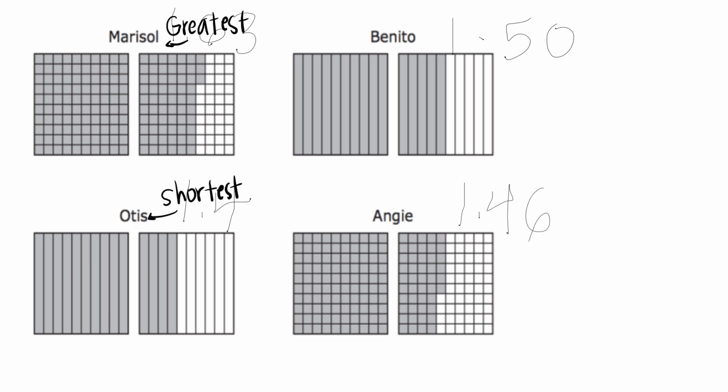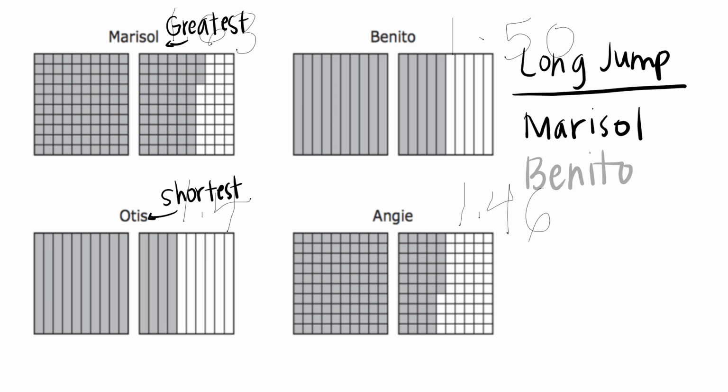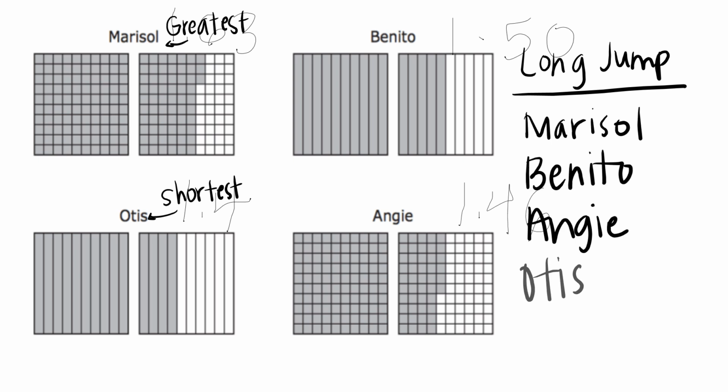All right, so Marisol had the greatest distance jumped. Otis has the shortest distance jump. So for the long jump, it goes Marisol, then Benito, then Angie, then Otis.